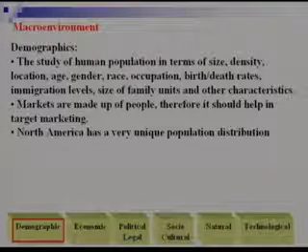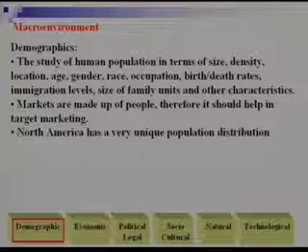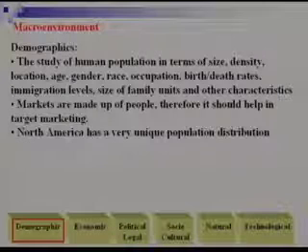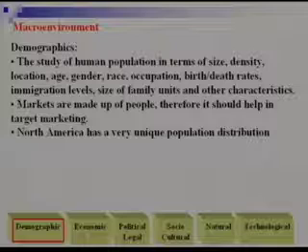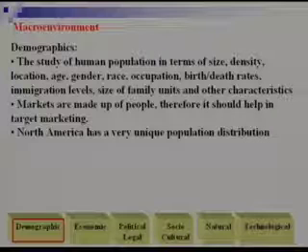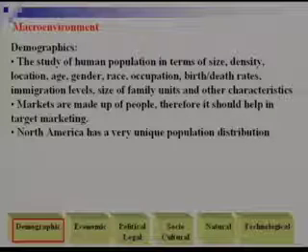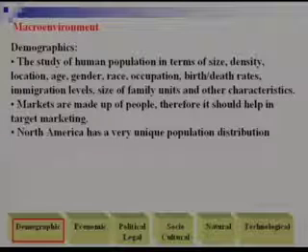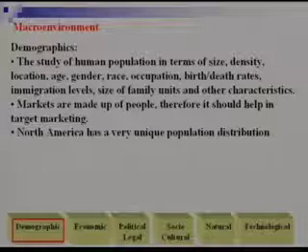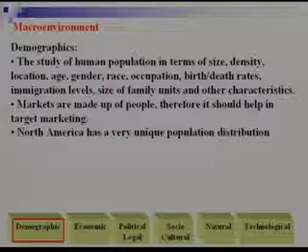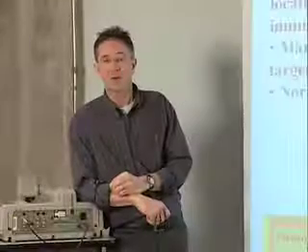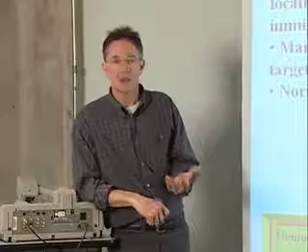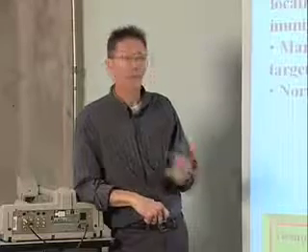And demography is the study of human populations using statistics. So we'll talk about various demographic variables like age and gender and race and occupation, immigration levels, family size, that sort of thing. And because markets are made up of people, it's important that marketers understand what's happening with demographics. How are the markets changing? How are the characteristics changing?